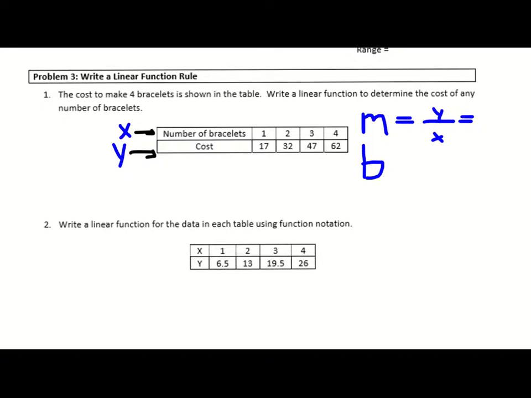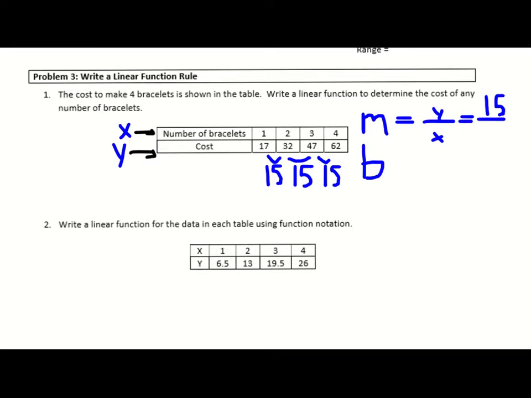I want to first figure out my change in the y values. I need to think through addition or subtraction: how am I getting from 17 to 32? To get from 17 to 32, I would have to add 15. So this would be a change of 15. I'm not going to put plus 15, I'm just going to put 15 because I know that means positive. 32 to 47, I would have to add 15 as well. And 47 to 62 would also be adding 15. So every single time my change in y was 15.